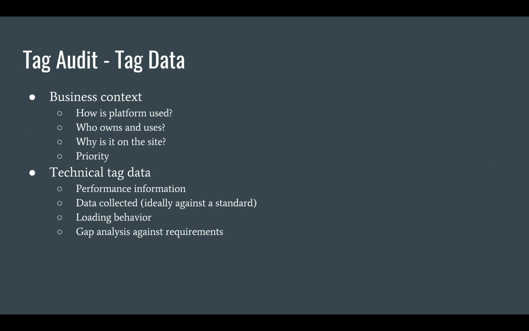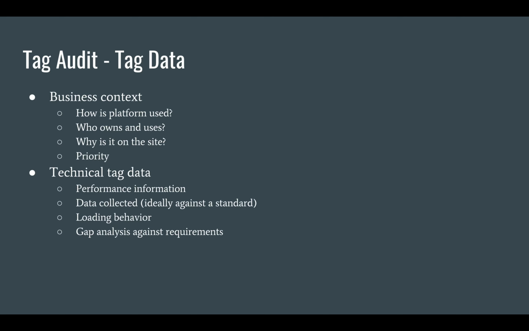So just to reiterate the different things that go into that inventory when it comes to tag data. So we have the actual business context. That's what we're filling in by working with the business units. How is this platform used? Who owns and uses this particular tag? Why is it on our website? Is it owned by a different owner or a partner or a different agency? And then also, what is the priority for this particular platform?